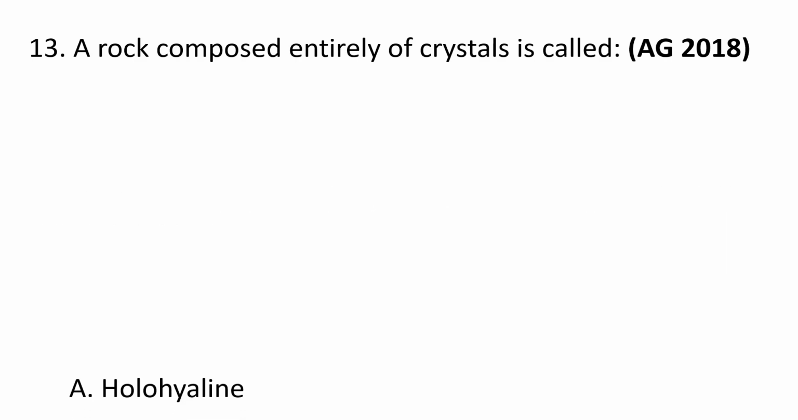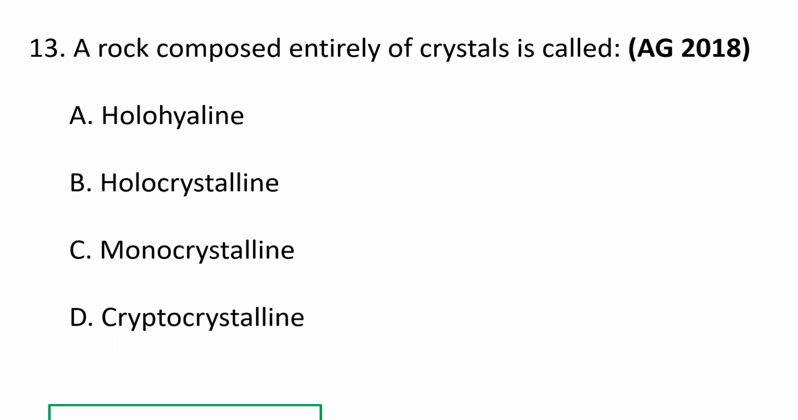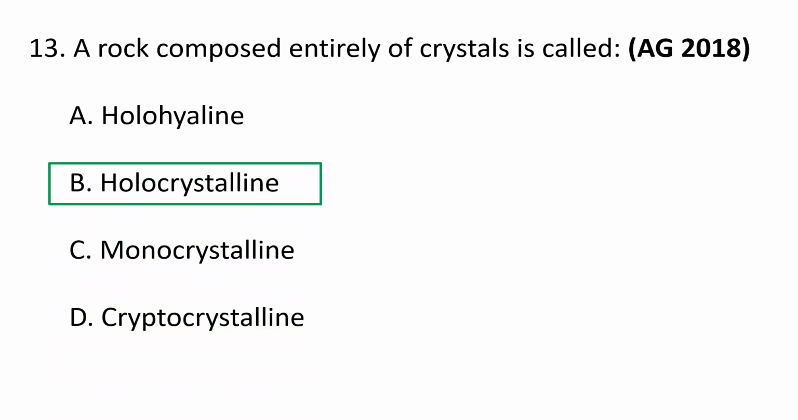Coming to the 13th question. A rock composed entirely of crystals is said to be A. Holohyaline, B. Holocrystalline, C. Monocrystalline, D. Cryptocrystalline. The correct answer is B. Holocrystalline. Whereas holohyaline is when the rock is composed entirely of glass.